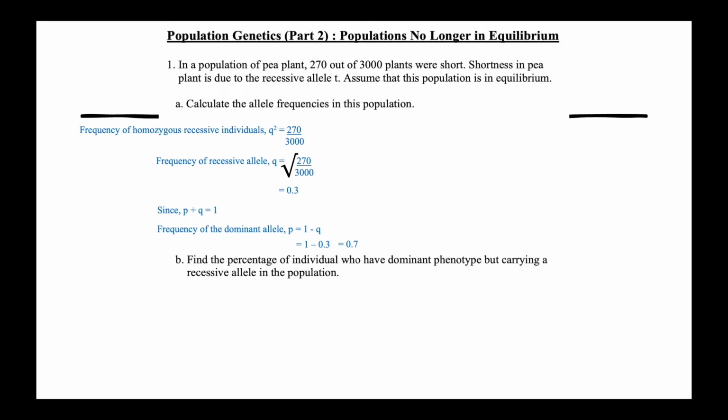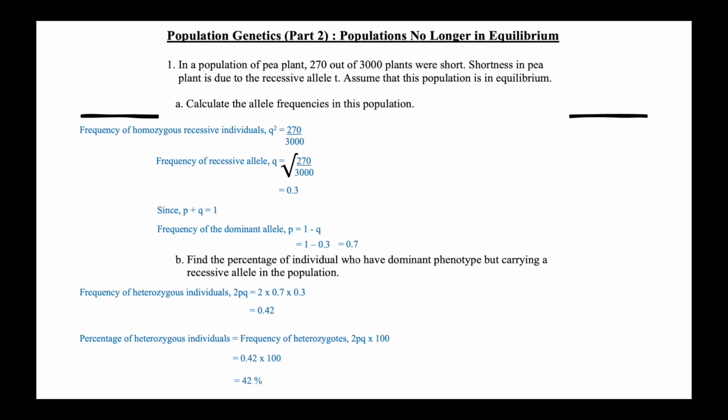Now question B. Find the percentage of individuals who have dominant phenotype but carrying a recessive allele in the population. How do we solve this? First, we find the frequency of heterozygotes, 2pq, and then we convert it into percentage form. Since we already found the value of p and q, we can calculate the frequency of heterozygous individuals, 2pq, simply by multiplying 2 to 0.7 to 0.3, giving you the value of 0.42. From here, we can find the percentage of heterozygous individuals simply by multiplying the frequency of heterozygotes 2pq by 100, giving you the value of 42%.